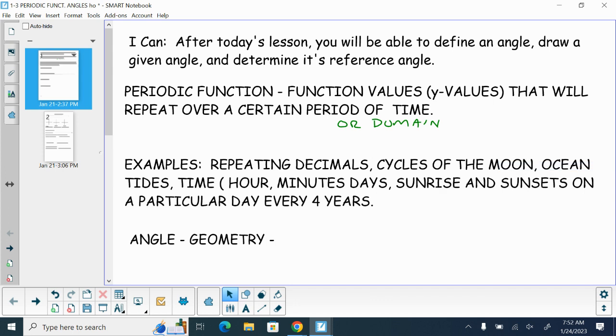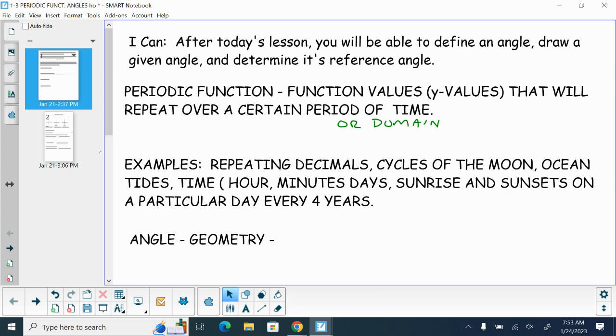Some examples, you don't have to write all these down, but write one or two. Repeating decimals, cycles of the moon. You have full moon, last quarter, first quarter, new moon, full moon, and you have a complete cycle with respect to the moon. Ocean tides, high tide, low tide. Every 11 hours it is shifting from high tide to low tide. If you go to the oceans, you have a shift of the tides.